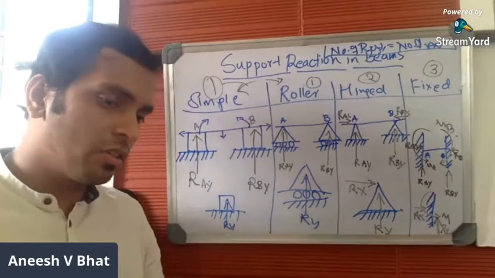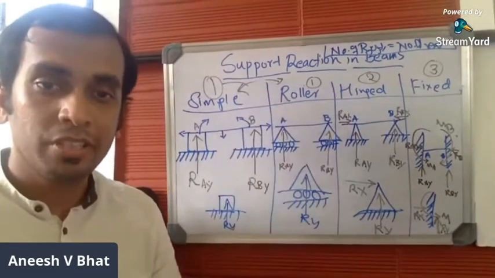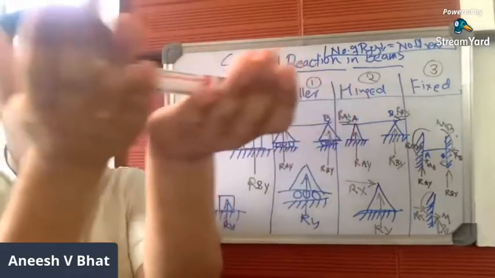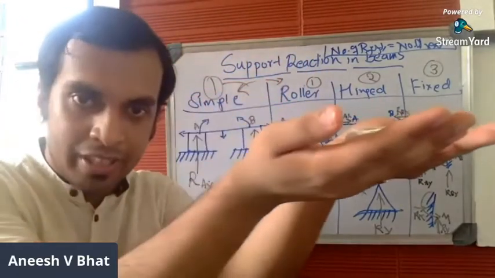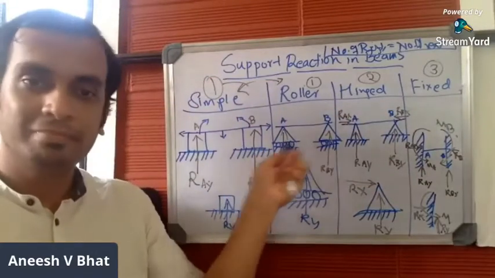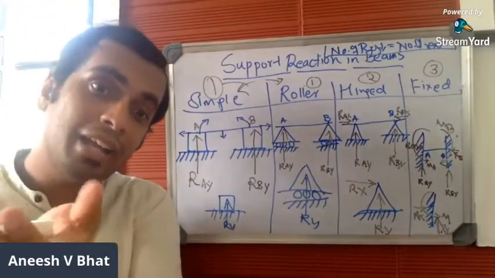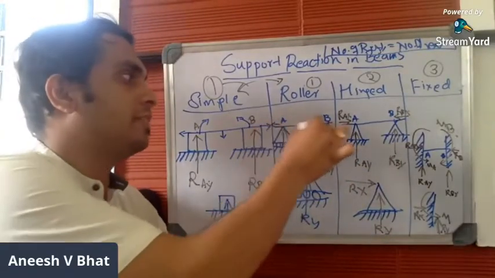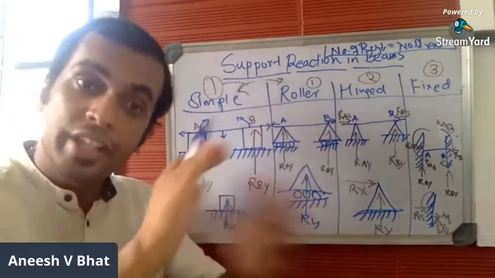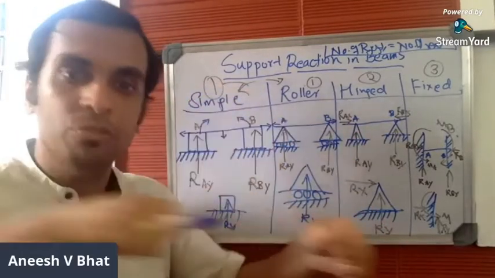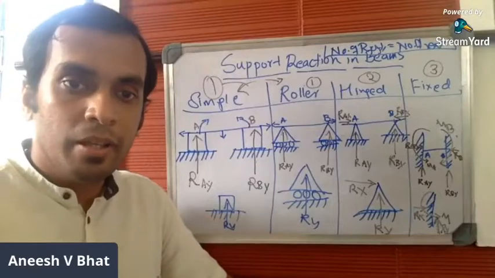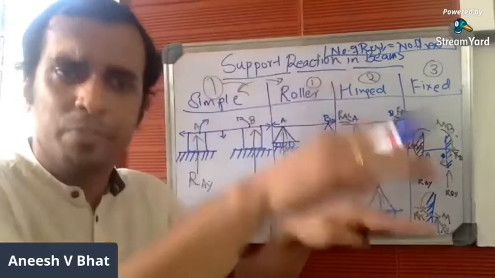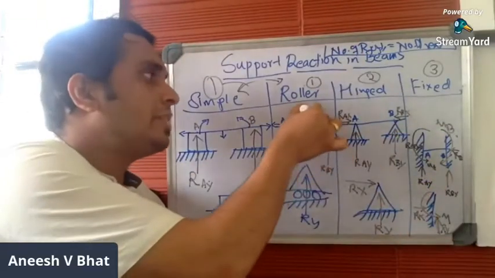Now let us concentrate on roller support. If I consider these two as the roller supports, the beam can move along with the support, because the support has rollers. It has wheels. So the beam can move horizontally anywhere along with the support, either to the left or right, very freely. And the beam is not fixed; it's just kept over the roller support, so it can rotate as well.